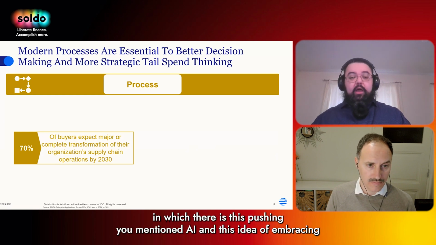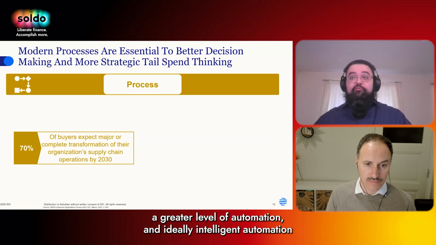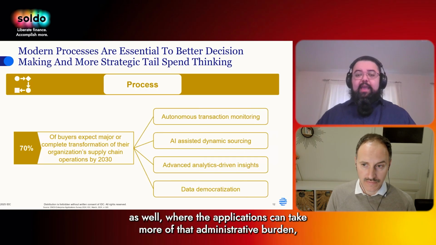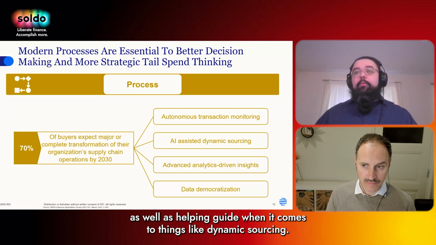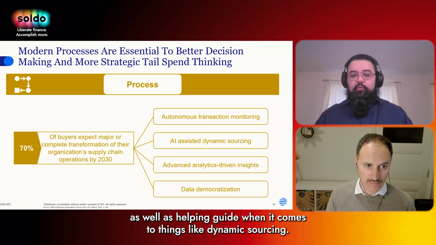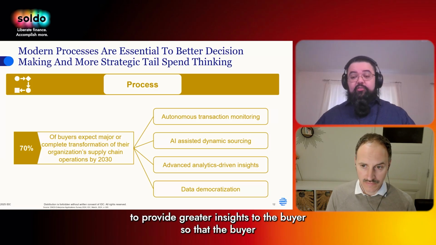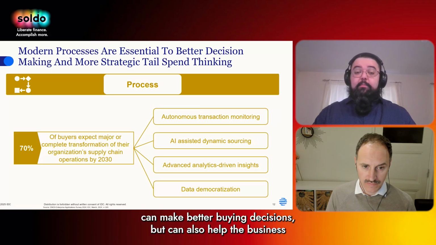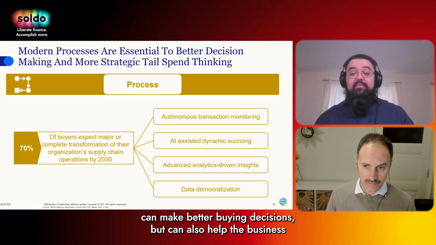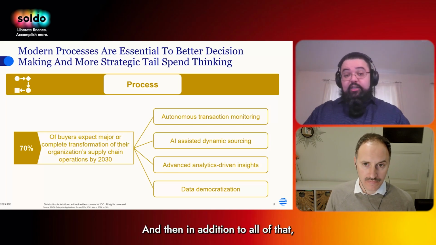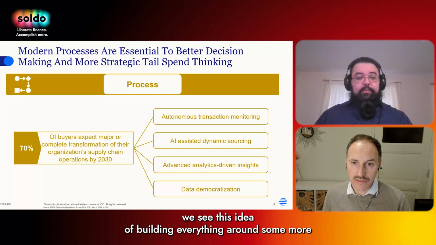In which there is this push. You mentioned AI and this idea of embracing a greater level of automation, and ideally intelligent automation as well, where the applications can take more of that administrative burden, as well as helping guide when it comes to things like dynamic sourcing. But then we also see things around data and data democratization, analytics, to provide greater insights to the buyer so that the buyer can make better buying decisions, but can also help the business make better decisions in its strategies as well.